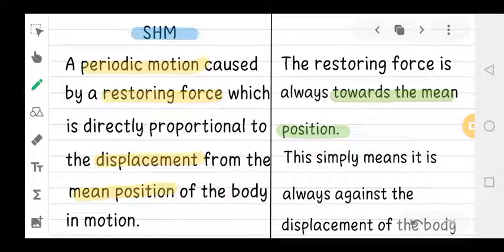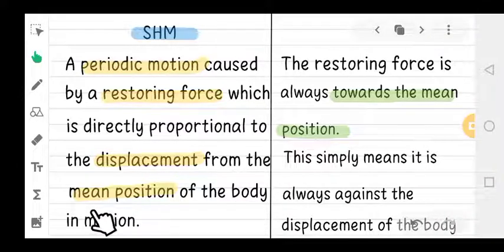Now, the first thing we need to know about a simple harmonic motion is that it is a periodic motion. That is the motion that repeats itself at equal intervals of time. That's the first keyword there. Then, what is causing this periodic motion? It is caused by a restoring force, which is directly proportional to the displacement from the mean position of the body in motion.